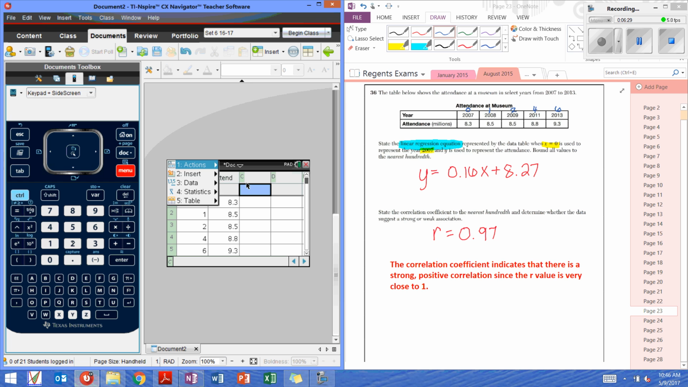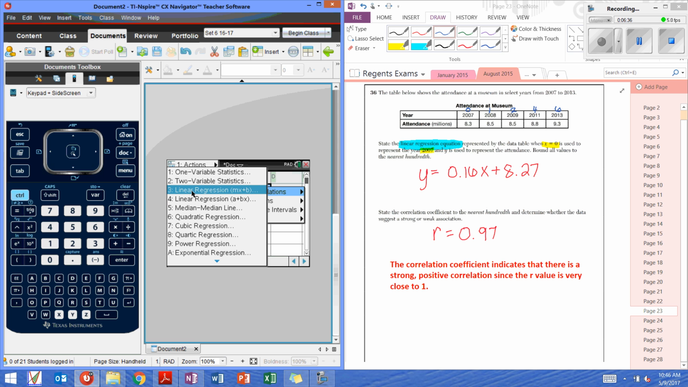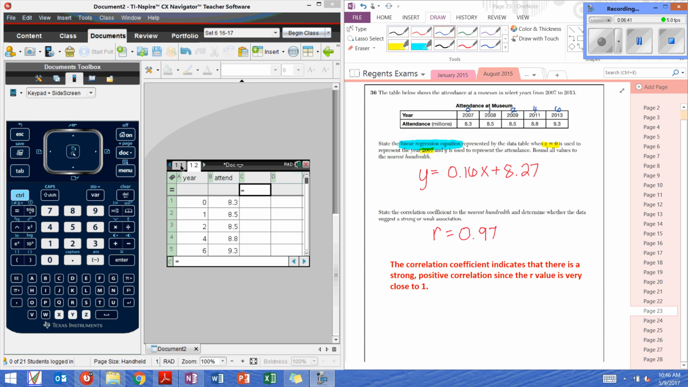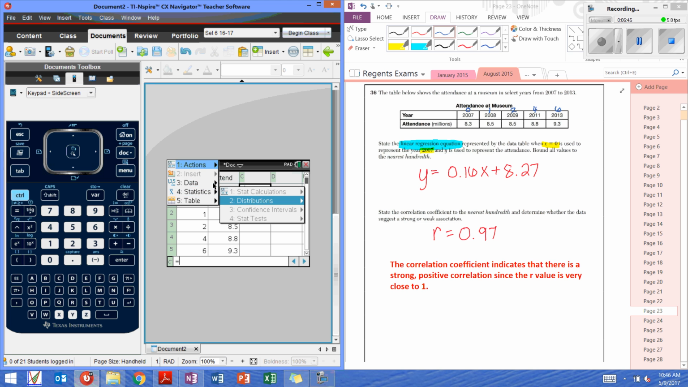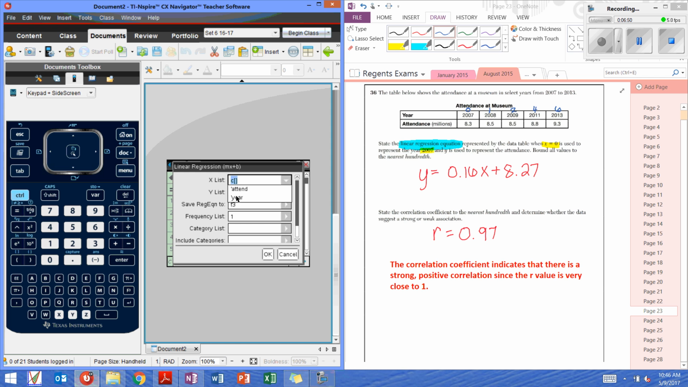Then we're going to run our linear regression model. So in the next equals line, we're going to do statistics, stat calculations, and it says linear regression. So linear regression. Let's try that again. I forgot to put in the equals line. Here we go. We want to change our values and be careful. Year is my x and attendance is my y.